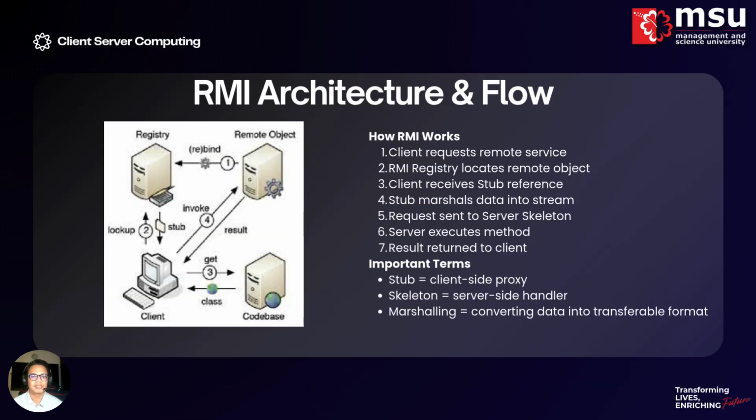So for RMI architecture and flow, you might be wondering how does RMI work. So firstly, client will request remote service, and then RMI registry locates remote object. Then client will receive the stub reference, then stub marshals data into stream. Therefore, the request will be sent to server skeleton and server will execute method and the results will be returned to client. So here are also some of the important terms such as stub, which means client-side proxy, skeletons, which means server-side handler, and lastly, marshalling, which converts data into transferable format.